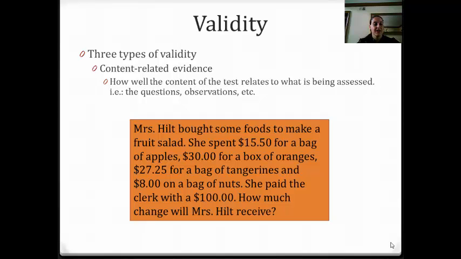Okay, so here, if you take this example, right? Mrs. Hill bought some foods to make a fruit salad. She spent $15.50 for a bag of apples, $30 for a box of oranges, $27.25 for a bag of tangerines, and $8 on a bag of nuts. She paid the clerk with $100. How much change will Mrs. Hill receive? So this could be invalid. This test, this question, could be invalid if, for example, you are testing spelling, right? It's not really used to measure spelling, right? It tells us something else.